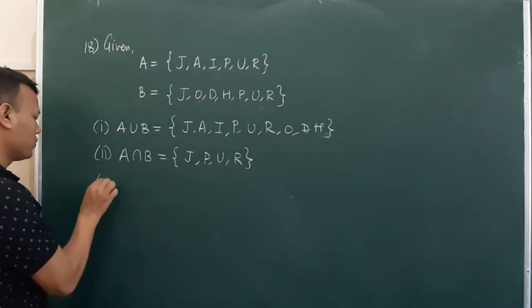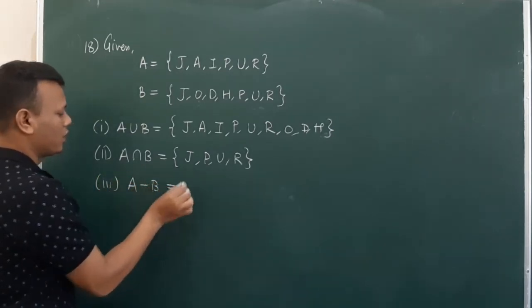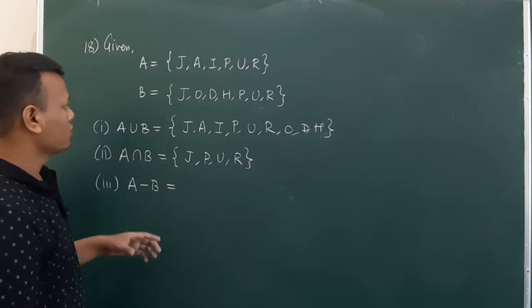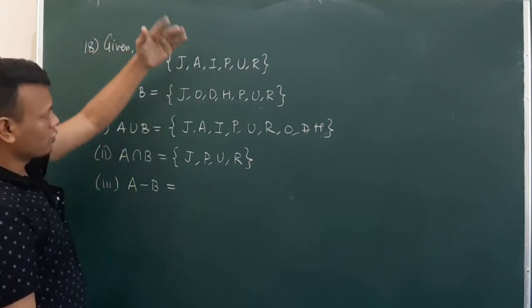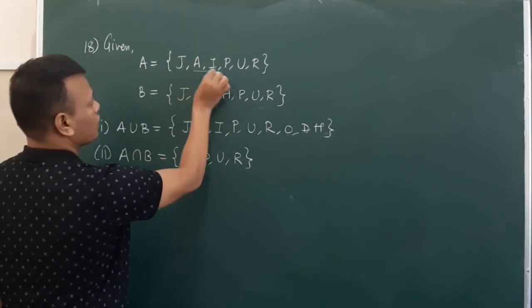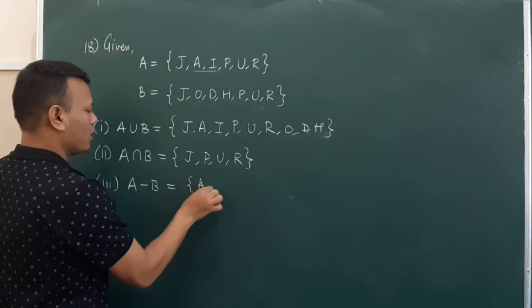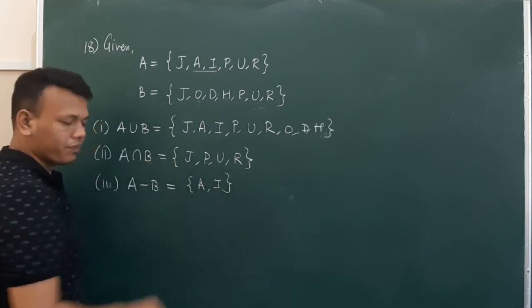Next is number 3, that is A minus B. Okay, so A minus B is given to be, see here, the elements of A which are not in B. So what are the elements of A which are not in B? They are A and I, isn't it? So it will be A comma I.